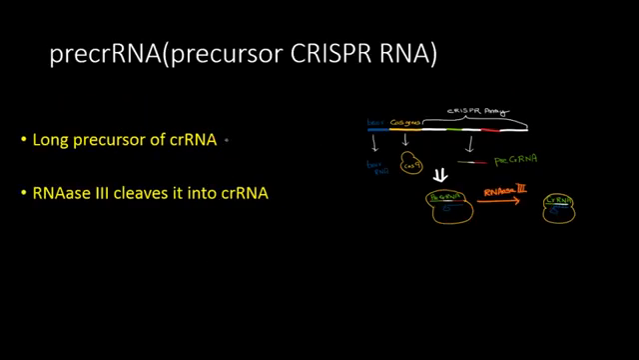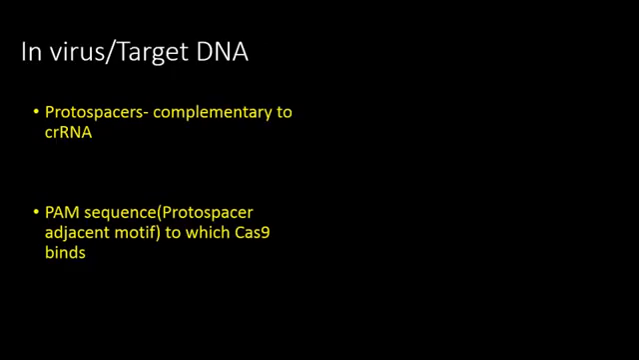Now the next part of the equation is pre-CRISPR RNA. We have already told about the pre-CRISPR RNA, which is a long precursor of the CRISPR RNA, and RNase 3 is required for the maturation of that to CRISPR RNA. Now, these are sequences that are present in the virus or the viral genome. This CRISPR is a locus that is seen in the bacterial genome.